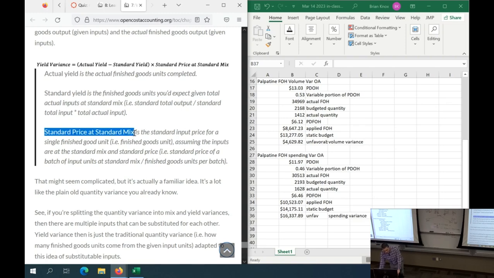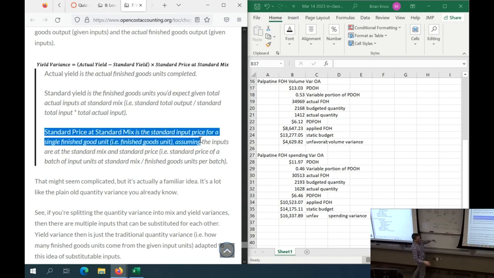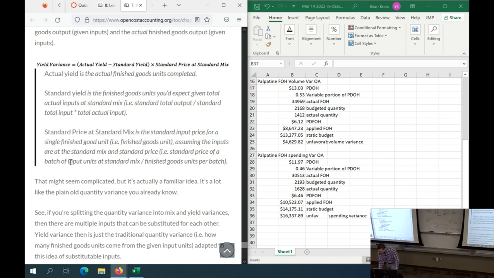All right, so this one is not too hard to understand. In fact, many times I just give you what the standard price at the standard mix is. Other times you have to calculate it. But the idea is, assuming we have the standard mix, and this is where I could reference the table up above, 25% to 75% in that table above, for example, and the price of those, what would our price per finished goods unit be? We're going to multiply that by our finished goods units to get the yield variance. So standard price of a batch of input units at standard mix divided by the finished goods units per batch. So if we have, for every 100, let's say, all right, I'll throw this up real quick.